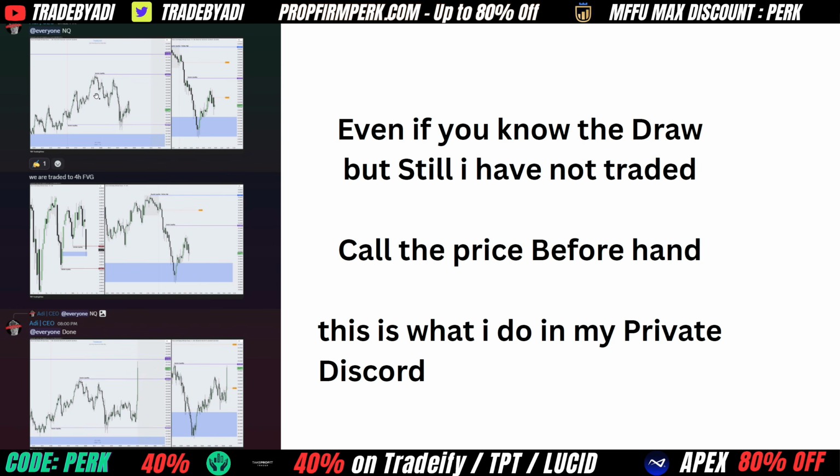So this is the proof that I have called this level beforehand. This is the sell side liquidity on a 1 minute chart. I have also shown them a 4 hour FVG in the market. This was the London high and this was the bank holiday high. I called this market beforehand.